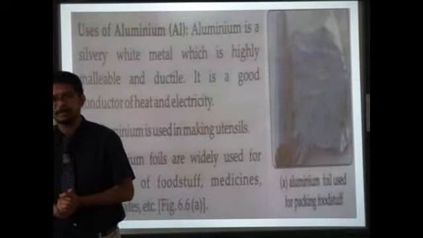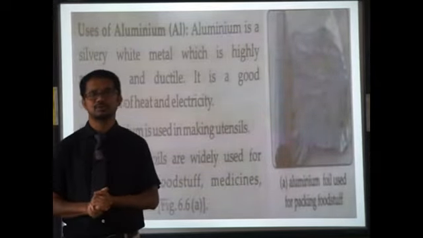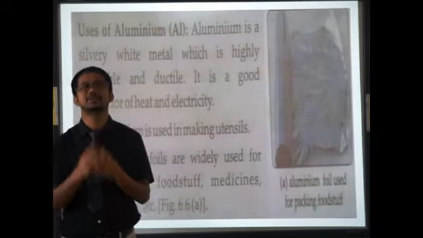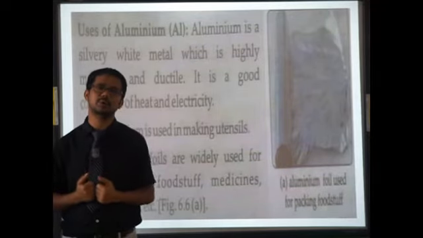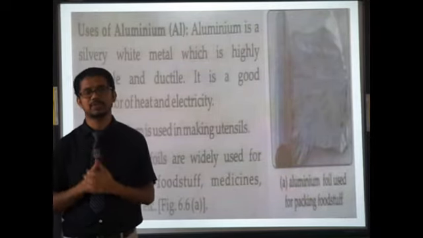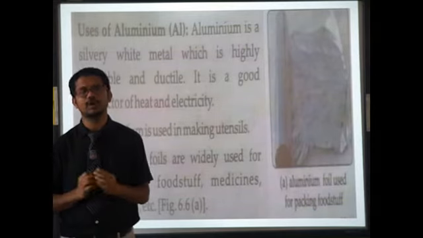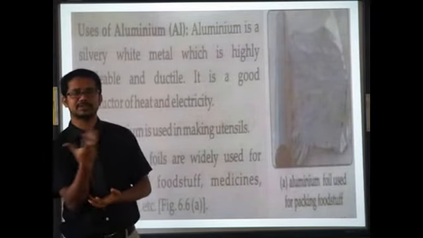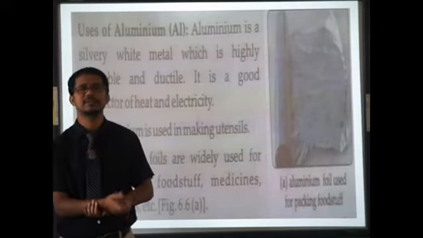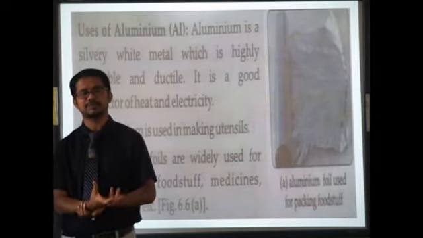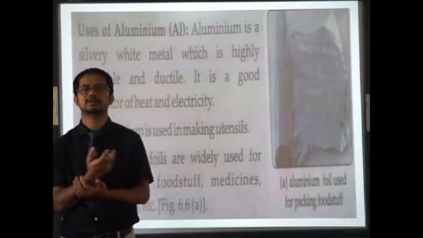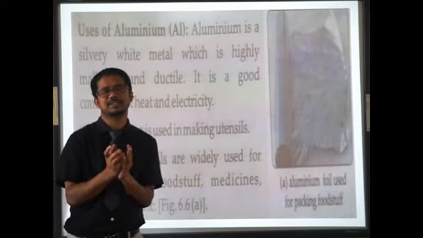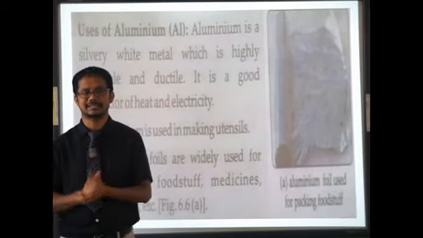Uses of aluminium. Aluminium is very well known to us. Even the pressure cooker that we use in our home. Maximum utensils that we use in our kitchen are made of aluminium. All cookwares especially are made of aluminium, and the base is generally made of copper, because copper is a very good conductor of heat. Even with small heat, it gets heated.